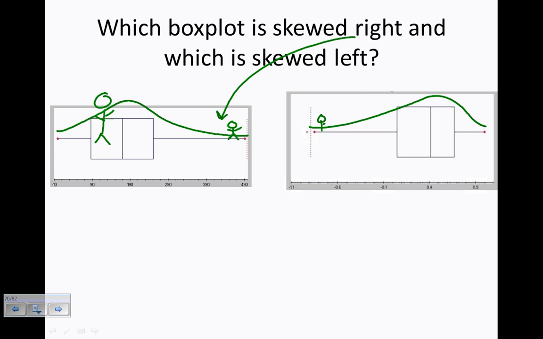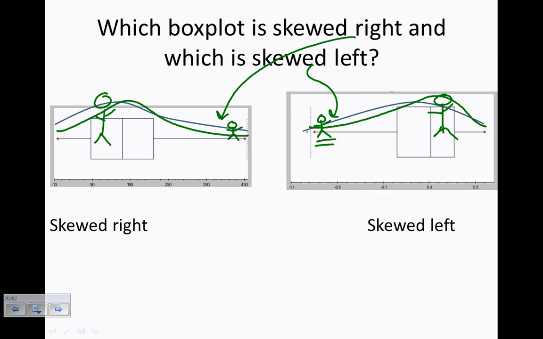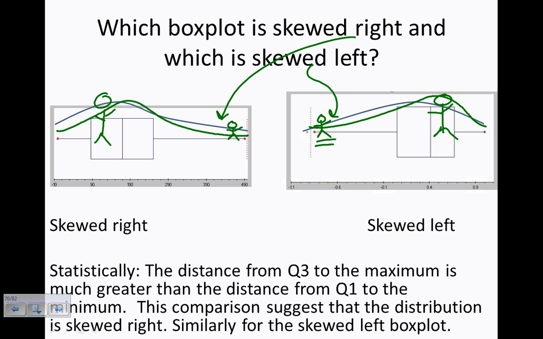Here's where my little small guys are. Here's where my big guys are. So this one is skewed left. All right. So statistically, the distance from your quartile 3 to the maximum is much greater than the distance from your quartile 1 to the minimum. And this is a really great way to provide your evidence.